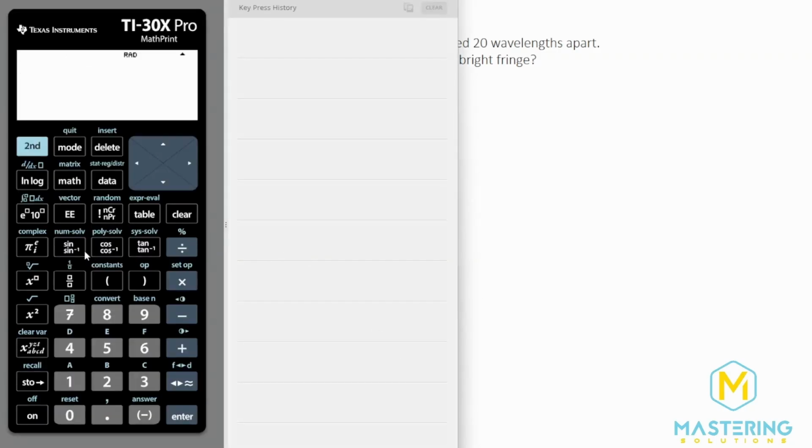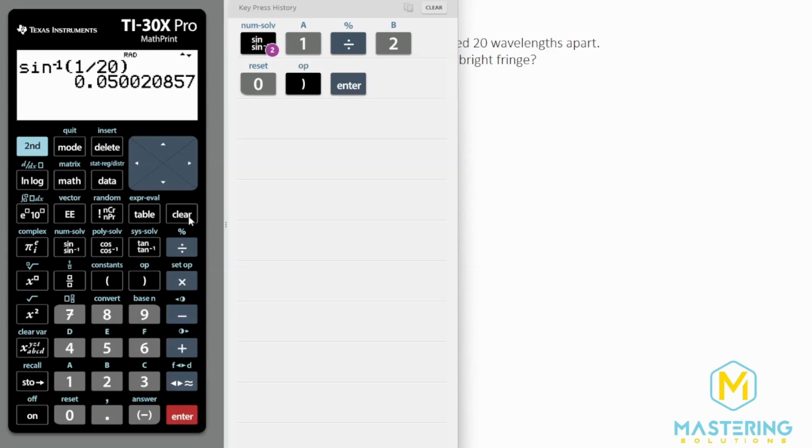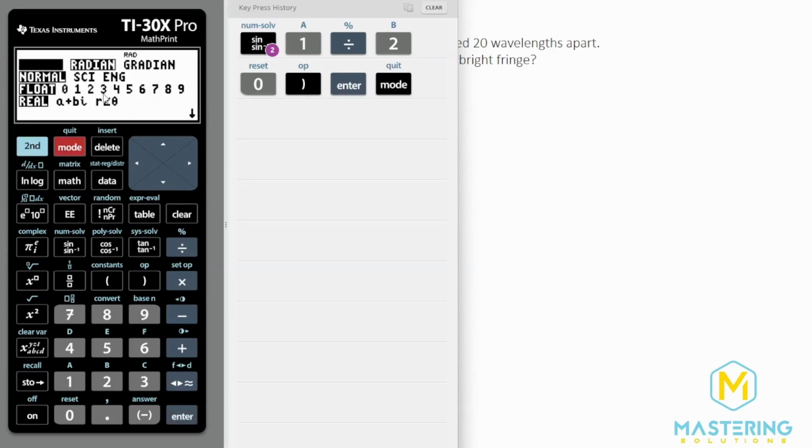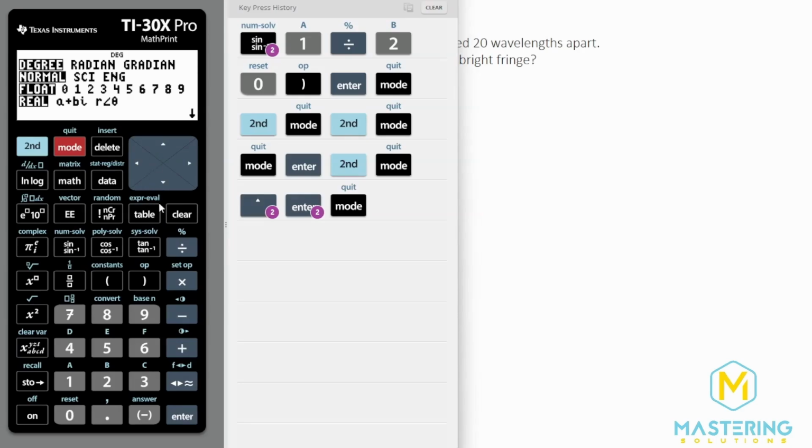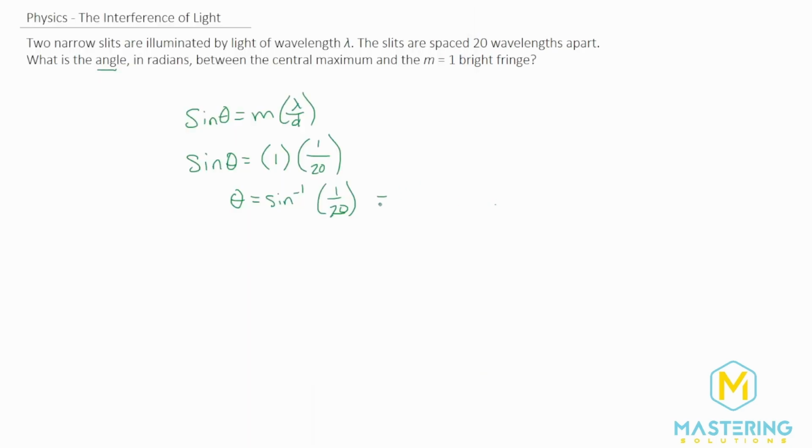So let's go to our calculator and we have inverse sine of 1 divided by 20, and that's going to give us 0.05. Now make sure your calculator, of course, is in radian mode. If it's in degrees, it will be wrong. If we have inverse sine of this in degree mode, that's what the degrees is going to be, and so that's obviously not the correct answer because they asked specifically for radians. So make sure that your calculator is in radian mode. Now, when we go back to here, we have our answer: 0.05 radians. Okay, so that's the answer.